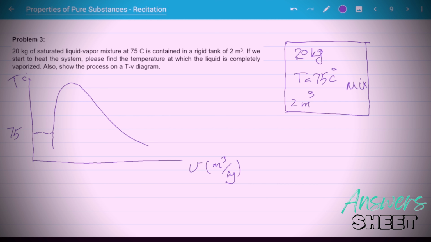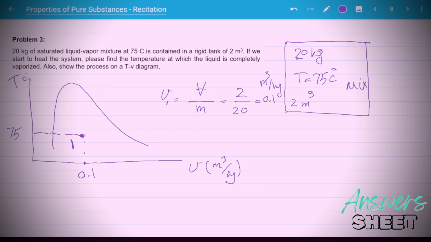So let's get started on that. Specific volume is the volume, and I'm going to put 1 here to show that we are talking about the initial state, over the mass. So we have 2 meters cubed over 20 kilograms, which is 0.1 meters cubed per kilogram. So I'm going to end up somewhere like here, maybe. So this is our initial state, 0.1.